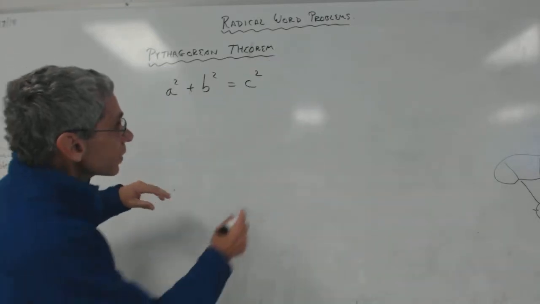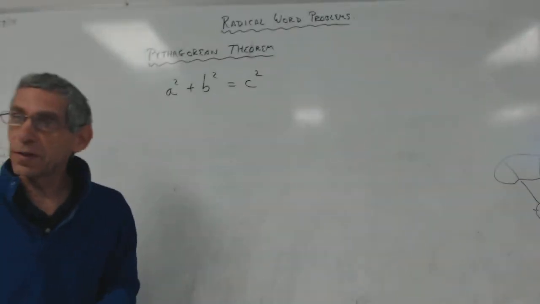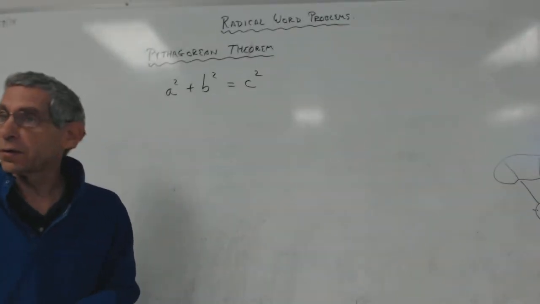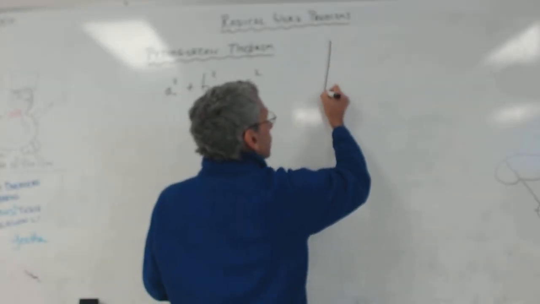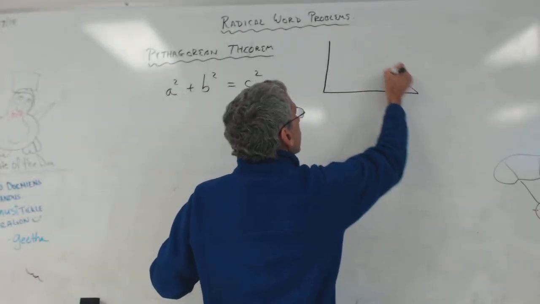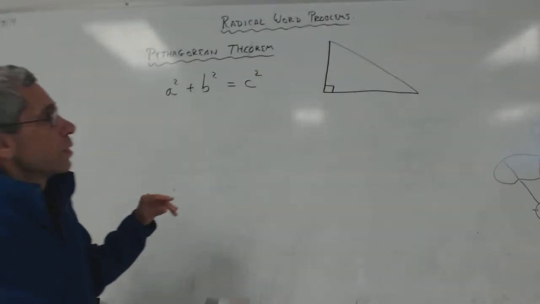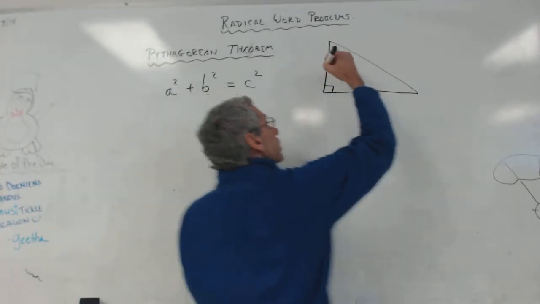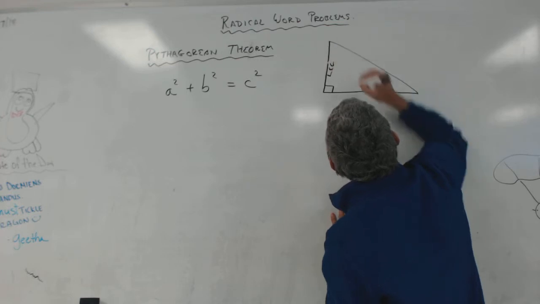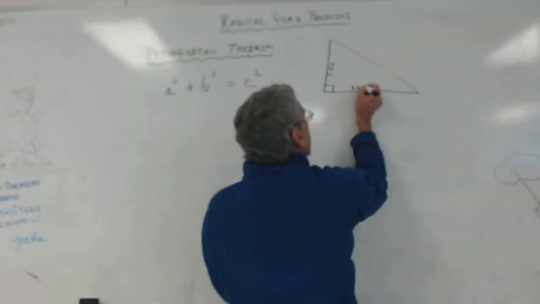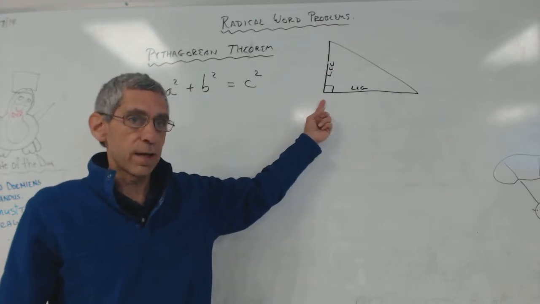So what you have to understand is, for the Pythagorean theorem to work, you have to have a right triangle, okay? A right triangle means one of the angles is 90 degrees, right? That's 90 degrees. And these are called legs, L, E, G, and this is a leg too. The legs come off the 90-degree angle, okay?